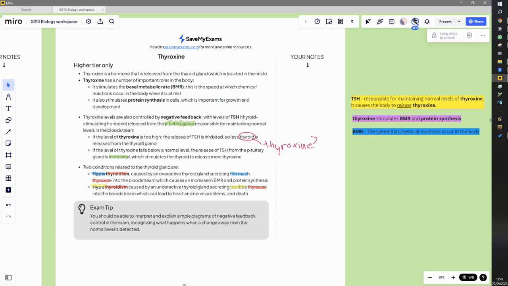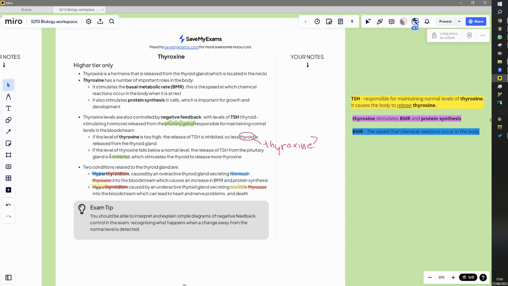A little bit more reading and we see that if the thyroxine is too high, then the release of TSH is inhibited. And so less, and this should say thyroxine, is released from the thyroid gland. So in other words, what this bullet point is telling us is that TSH is going to cause the release of thyroxine, because inhibiting the TSH reduces the amount of thyroxine being released.